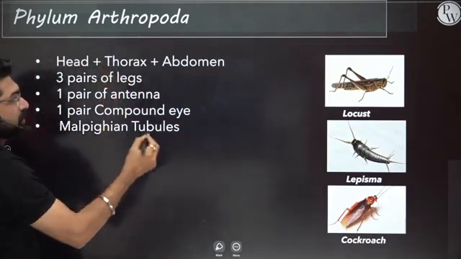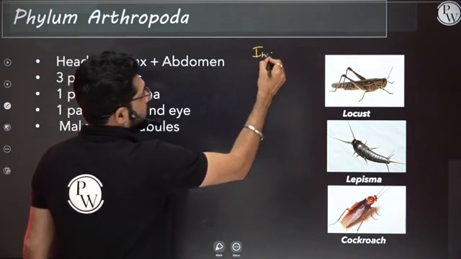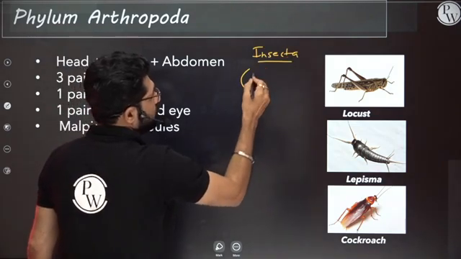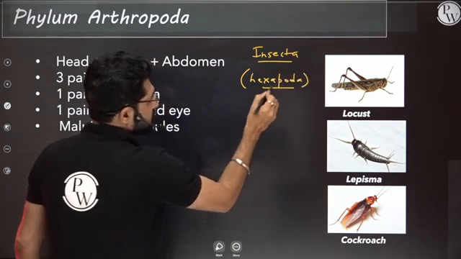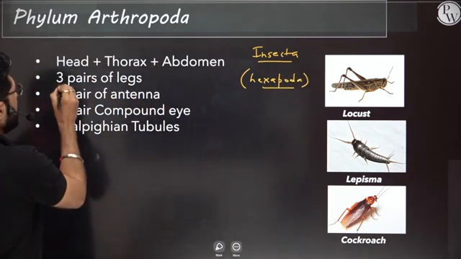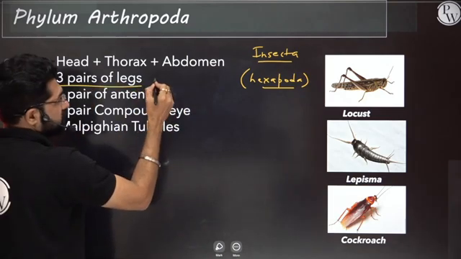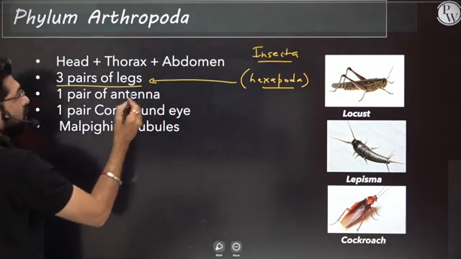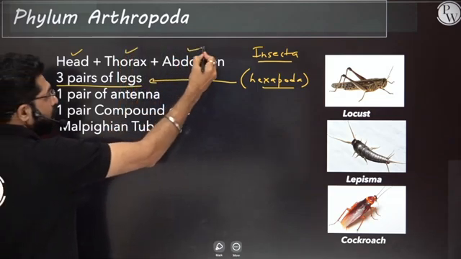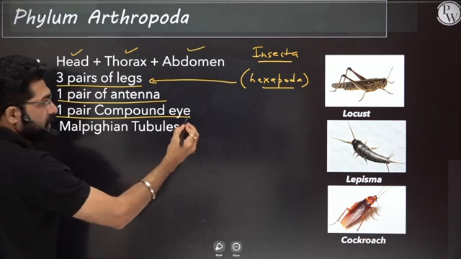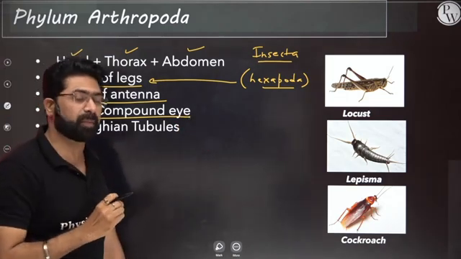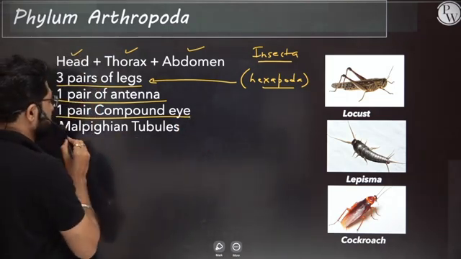Okay, let's continue further. The next class is Insecta. Insecta is also called Hexapoda. Why is it called Hexapoda? Because they have 6 legs, that is, 3 pairs of legs. Body is divided into head, thorax and abdomen. They also have one pair of antennae, one pair of compound eyes, and in some cases simple eyes may also be present, which may be vestigial in some cases.